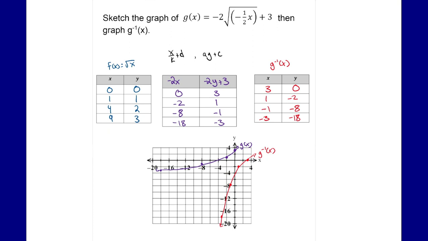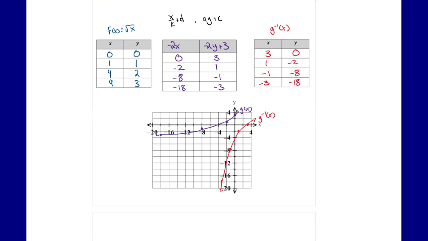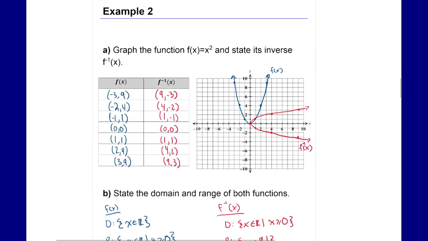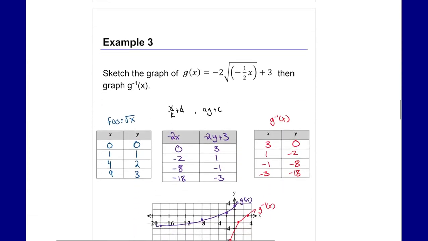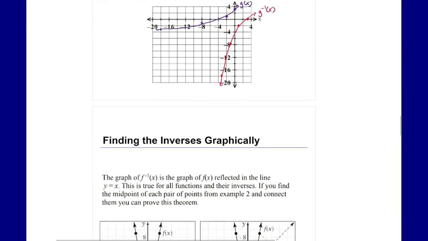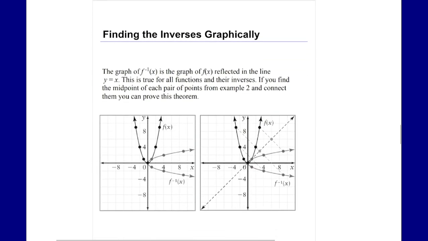So again, inverse is just basically switching the x and y values. And looking back at this graph and at this graph, there is something that we can notice about how the inverse and the parent function are related. This is just a little bit of extra to look at. The graph of the inverse of f of x is the graph of f of x reflected in the line y equals x. So this is true for all functions and their inverses.